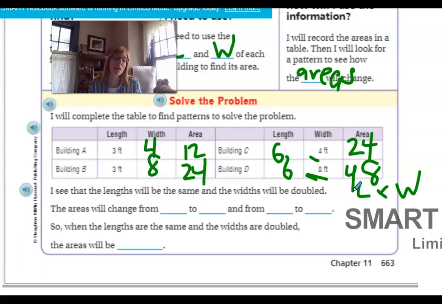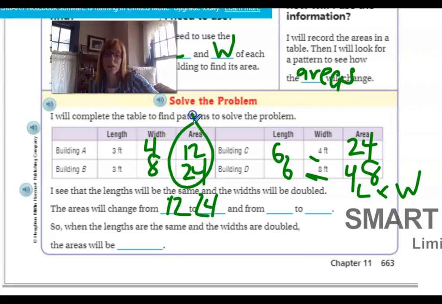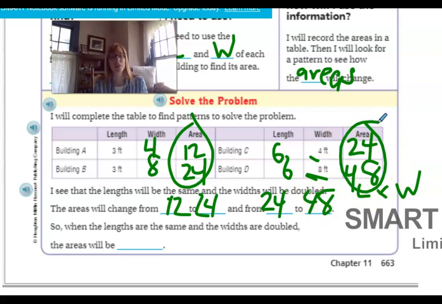So I see that the lengths will be the same and the widths will be doubled. The areas will change, so hopefully you see they're changing from 12 feet to 24 feet, which is right here, and from 24 feet to 48, which is right here. So the lengths are the same and the widths are doubled. The areas will be doubled.